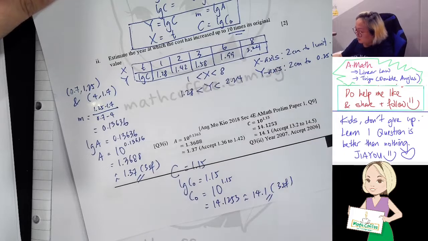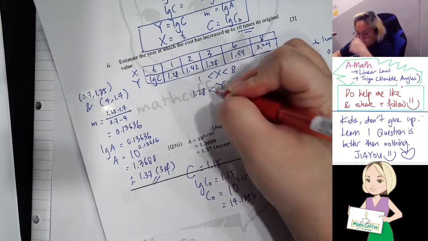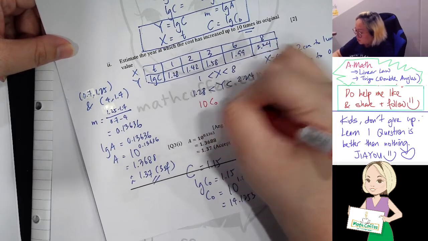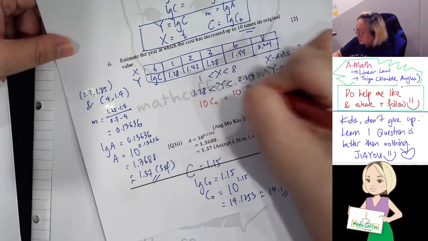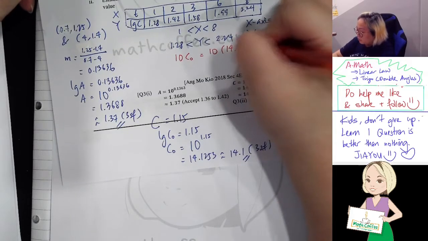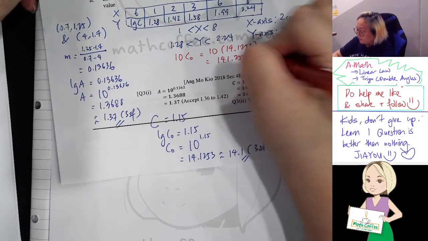So I'm going to do this question here. Should I use red pen? Okay, I do red pen. So I need to find my 10 C naught. So it will be 10 times, please take the long number to multiply. So it's 14.1253. That will give us 141.253.